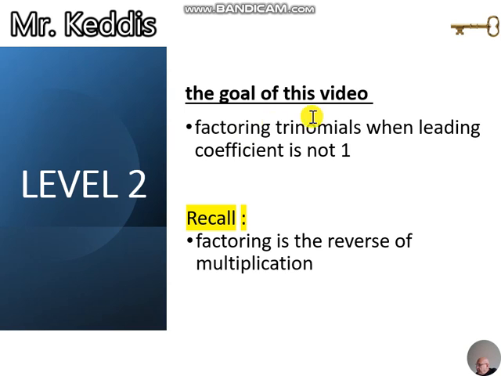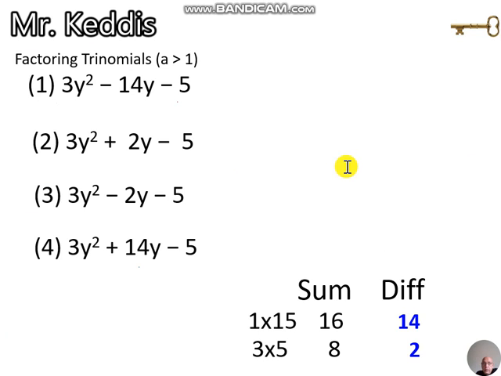The goal of this video is to continue factoring trinomials when the leading coefficient is not a 1. The leading coefficient is 3. When you multiply 3 times the negative 5, you get negative 15.